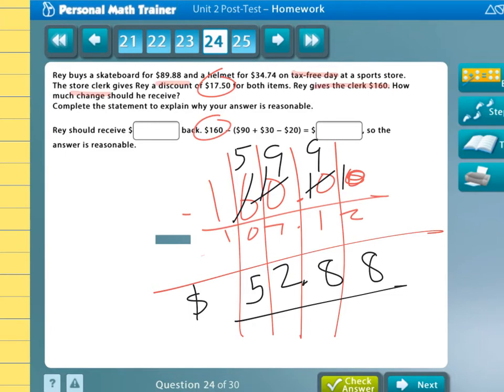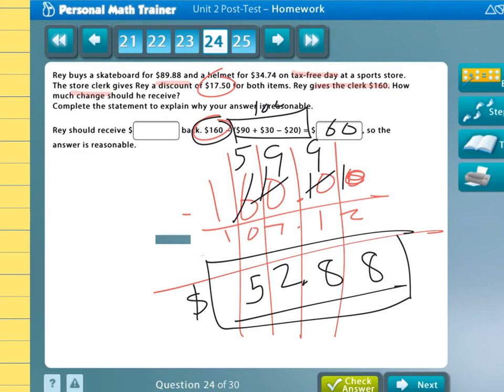Now if we look at our estimate, if you spend $160 and all these numbers are rounded, this would be 160 minus 100, so our estimated answer should be close to 60, and you can see that it's pretty close to 60, so our answer is reasonable.